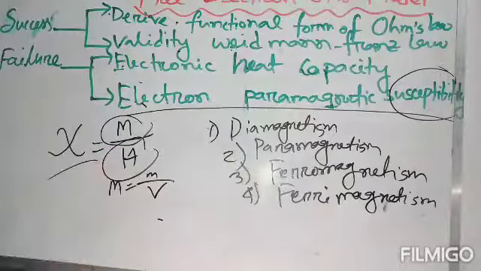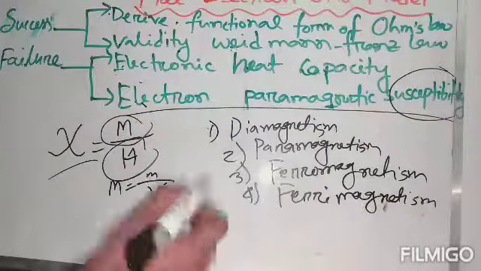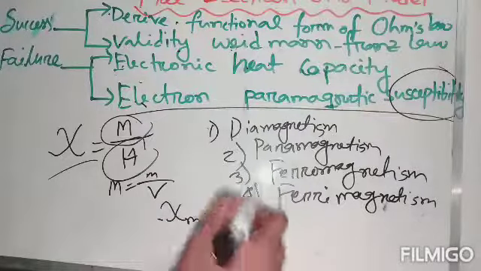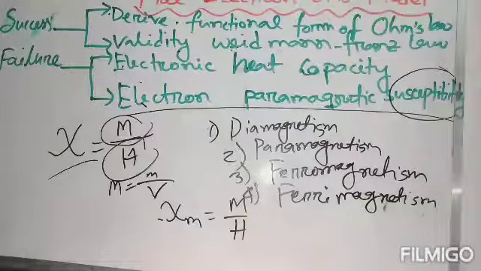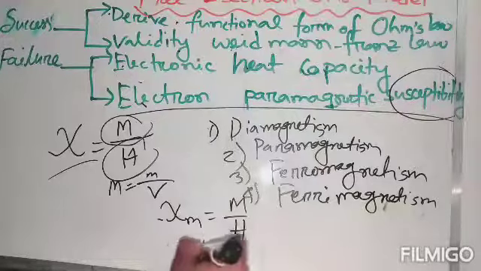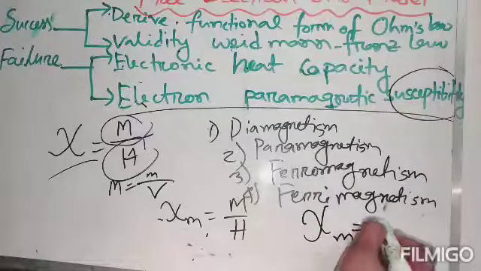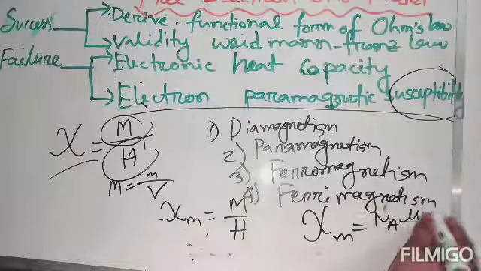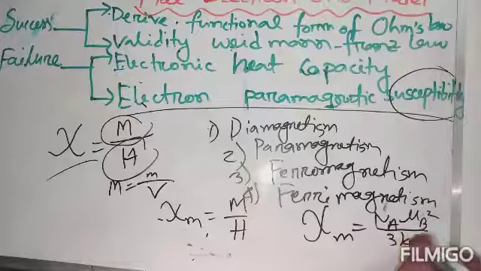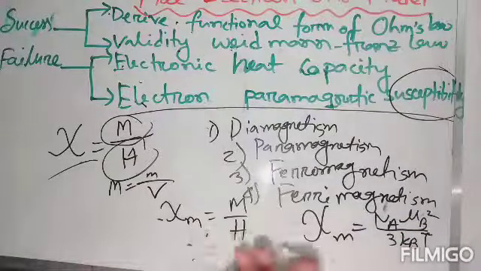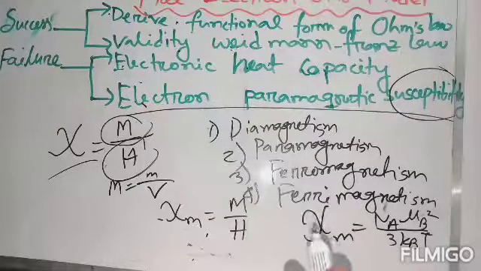If we take 1 gram of metal, we can write the molar susceptibility chi m equals M by H. This metal has free electrons, so an Avogadro number of free electrons will be there. One can find the molar susceptibility chi m equals NA mu B squared divided by 3 kBT. So consider the free electron gas model for 1 gram of metal with an Avogadro number of electrons.